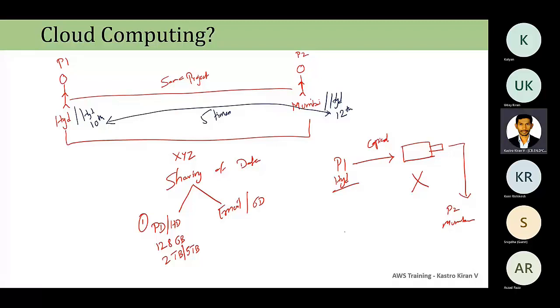So on the same 10th floor, if the two people are sitting in next-to-next cabins, side by side, then it is okay. Again, every time you cannot ask the person to give the pen drive and share the data. It's actually a complicated process.